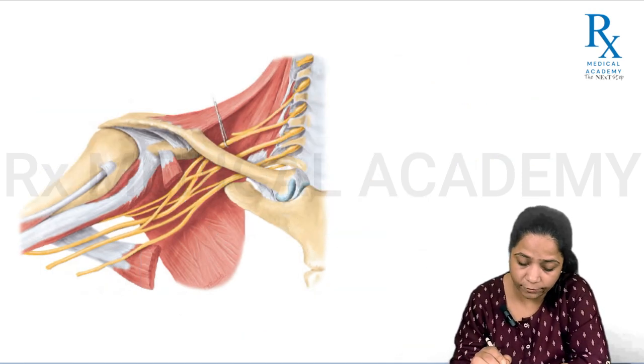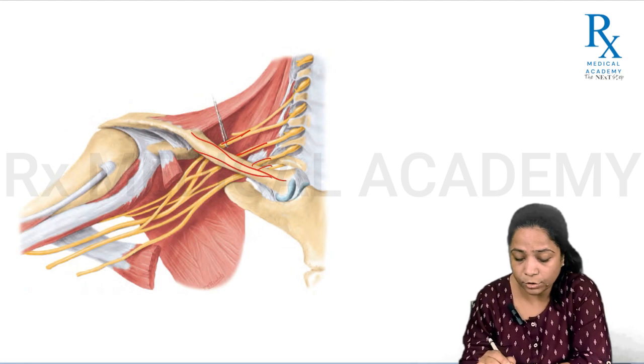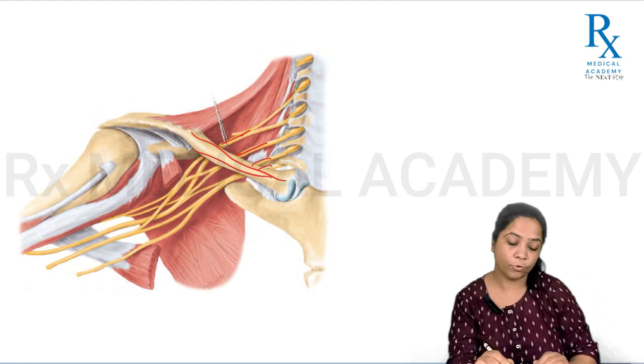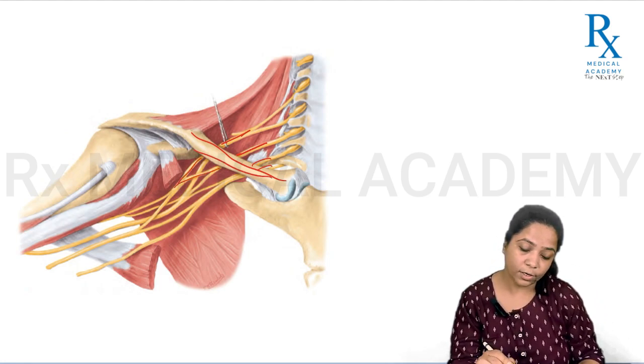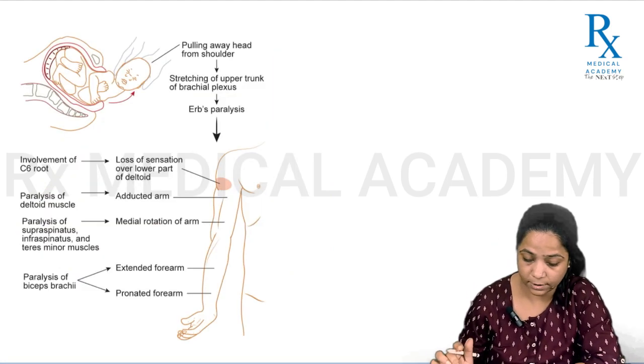So it is the same diagram where you can see how the upper trunk forms, middle trunk forms and the lower trunk forms. This is your clavicle, so behind the clavicle the divisions are formed. Now in the downward infraclavicular part you can find the cords and the branches of the brachial plexus.